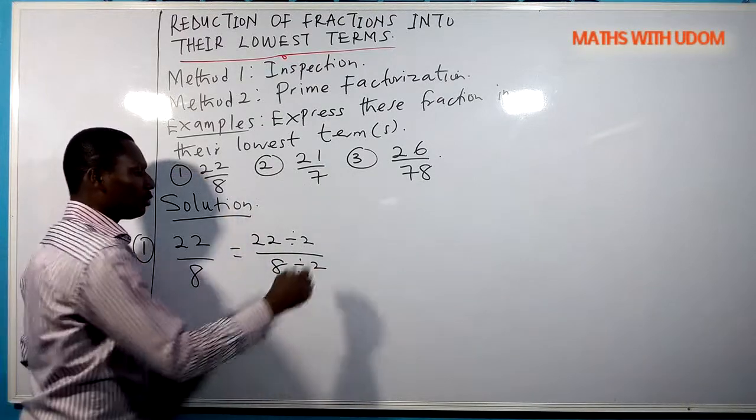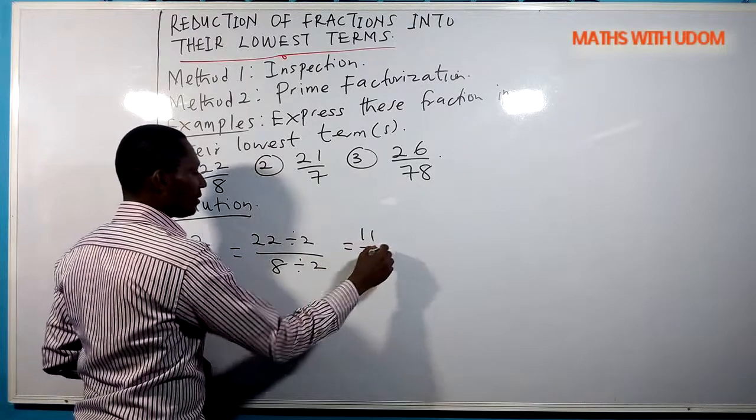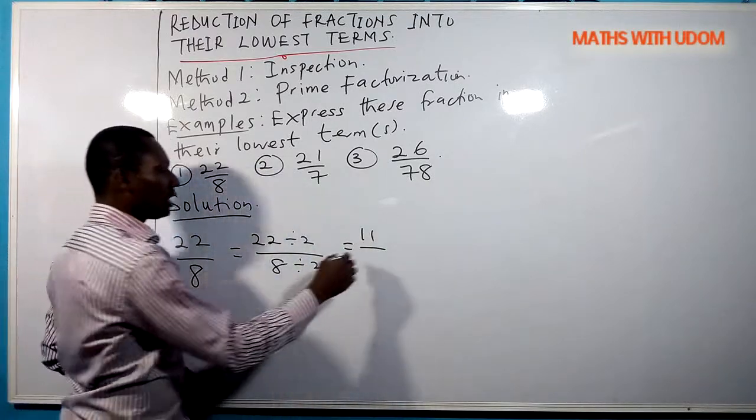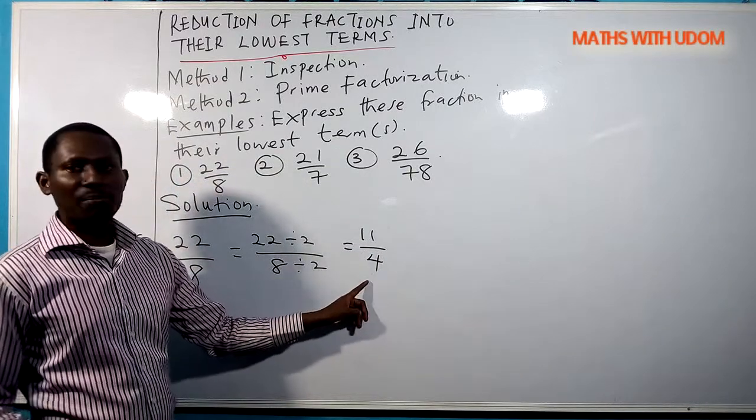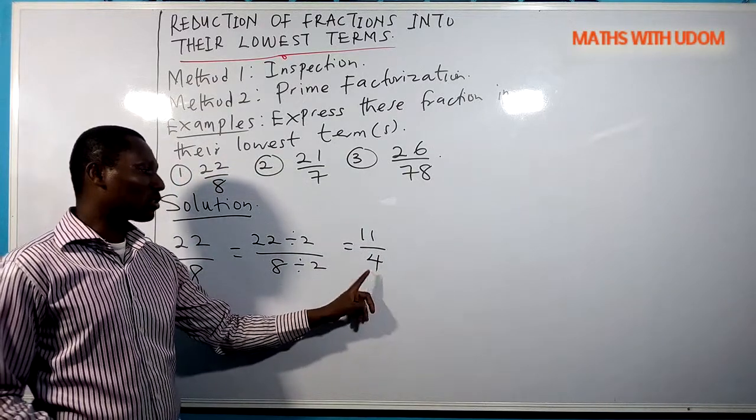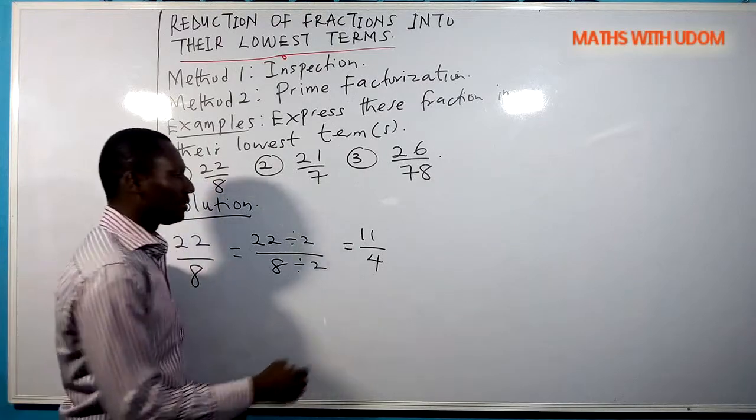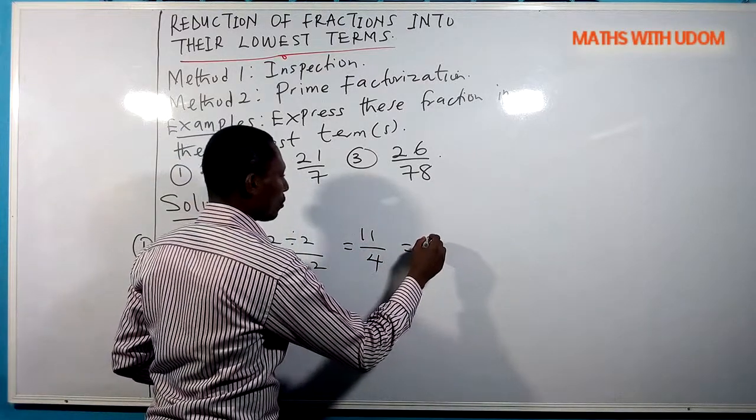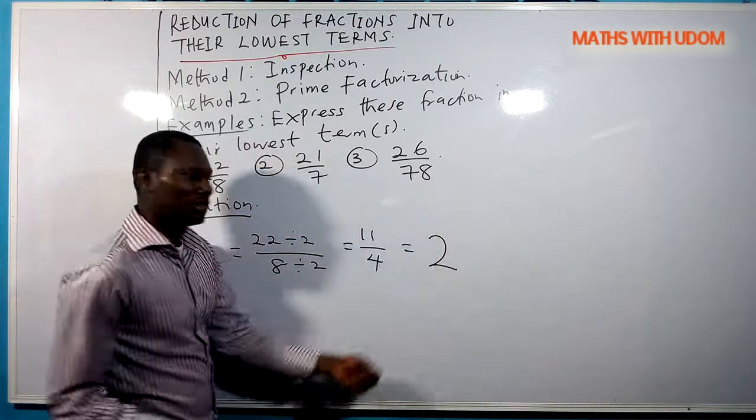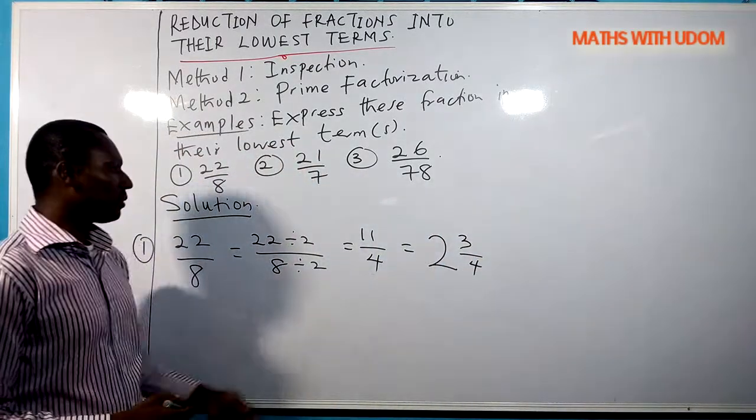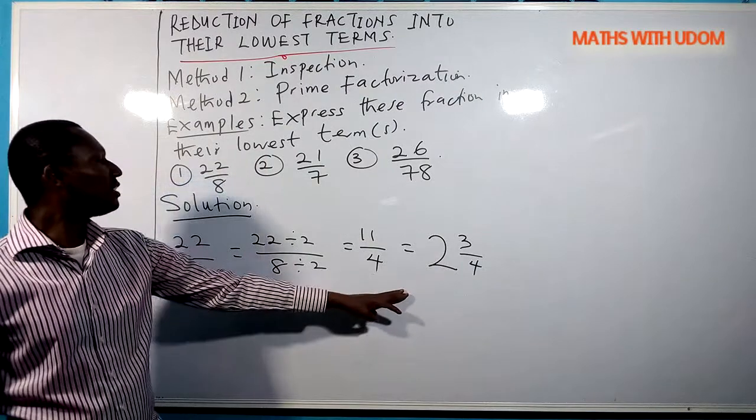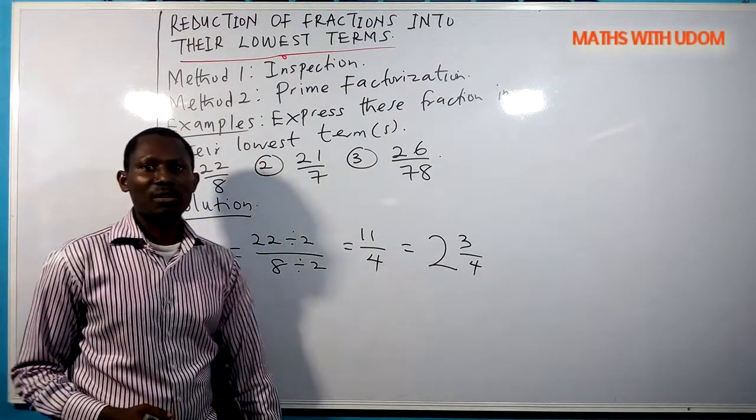22 divided by 2 will give us 11. And 8 divided by 2 will give us 4. So this is still an improper fraction. How many times can 4 go in 11? We have 2, remainder 3. So 2 and 3 over 4. We have reduced this number into its lowest term.